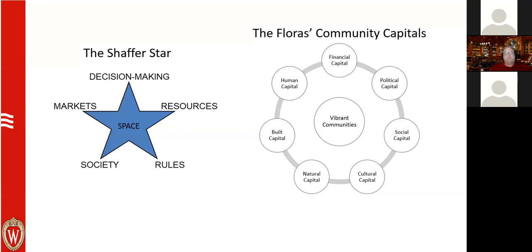Natural capital, that's natural amenities. That's the resources that we have at our disposal. Historically, natural amenities was essentially if you had open fields, you planted on it. If you had forest, you cut it down. If you had minerals in the ground, you dug them up. We're thinking differently about those amenities now.